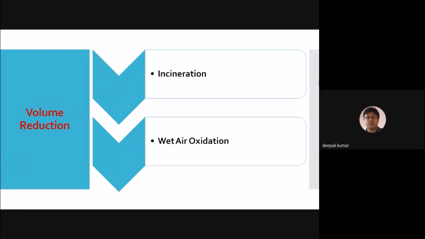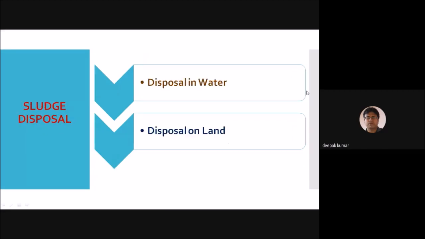The wet oxidation process is also used for the same purpose. Now, once the sludge is dewatered and the reduction of volume has taken place, our next step is to dispose of it. Isn't it? Disposal is also important. The sludge may contain some toxic substances. The sludge may contain some hazardous substances. So its disposal is very important. Where are you going to dispose of that sludge?